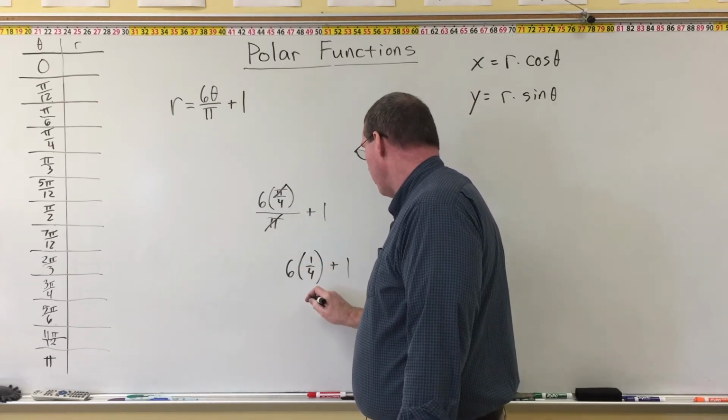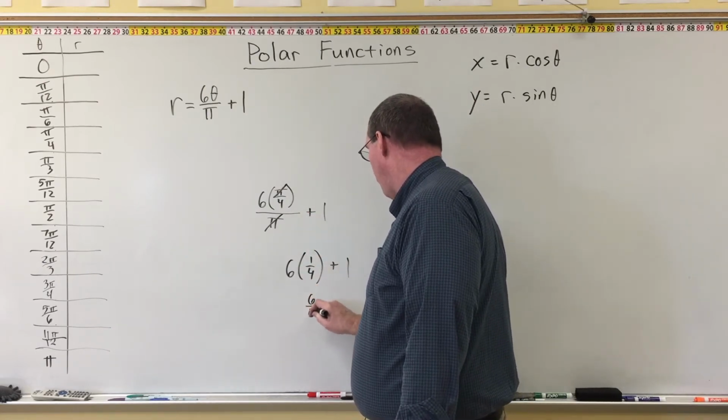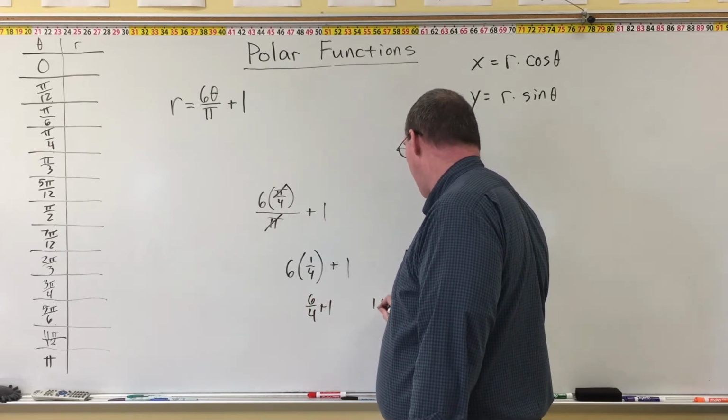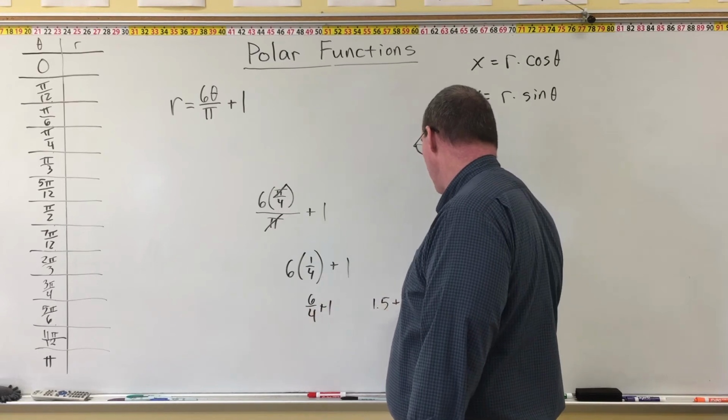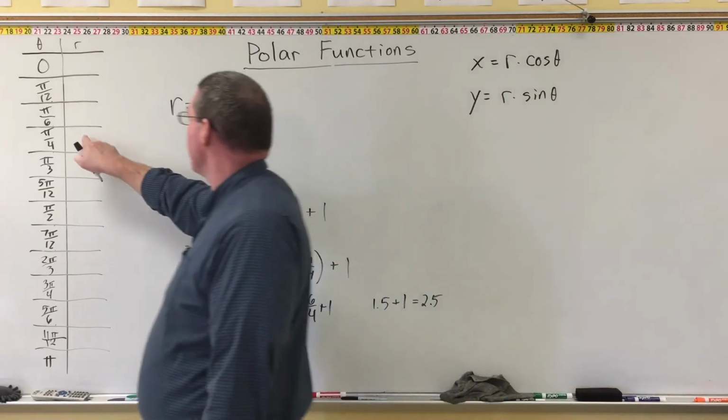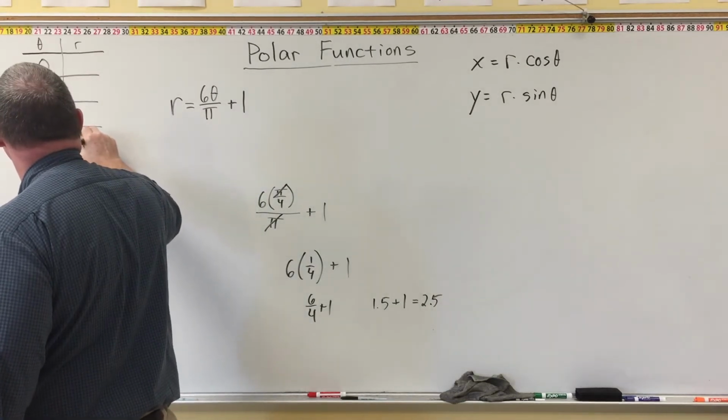6 times 1/4 is 6/4 plus 1. 6/4 is the same thing as 1.5. So this is 1.5 plus 1, so this equals 2.5. And so right here, the radius is going to be 2.5.